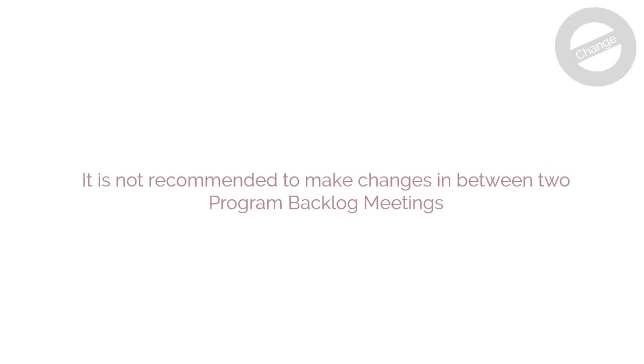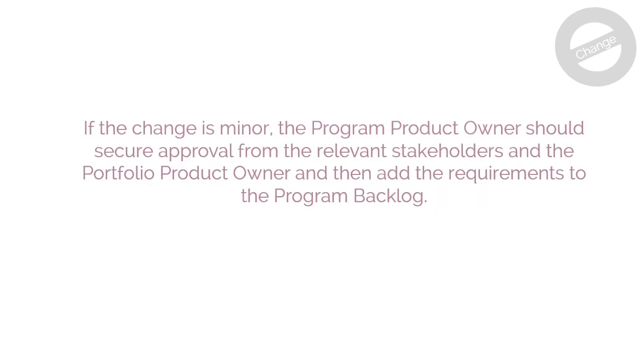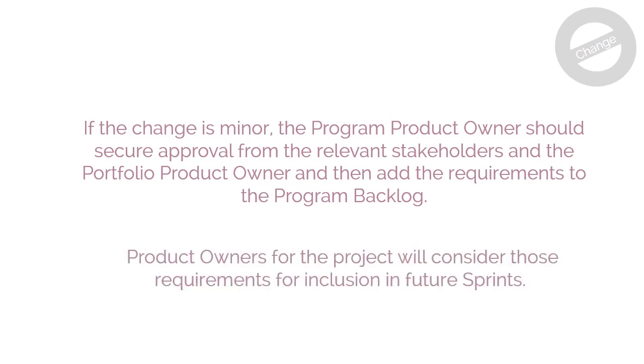In program, it is not recommended to make changes in between two program backlog meetings. If the change is minor, the program product owner should secure approval from the relevant stakeholders and the portfolio product owner, and then add the requirements to the program backlog. Product owners for the project will consider those requirements for inclusion in future sprints.